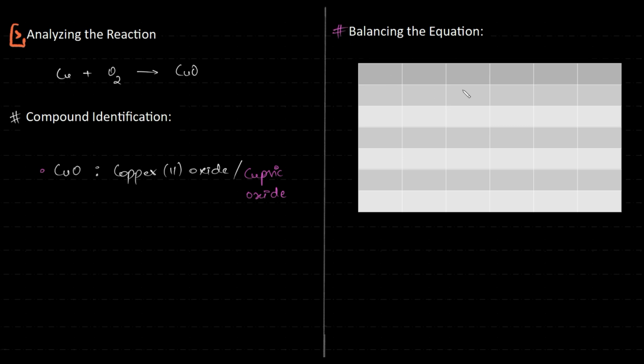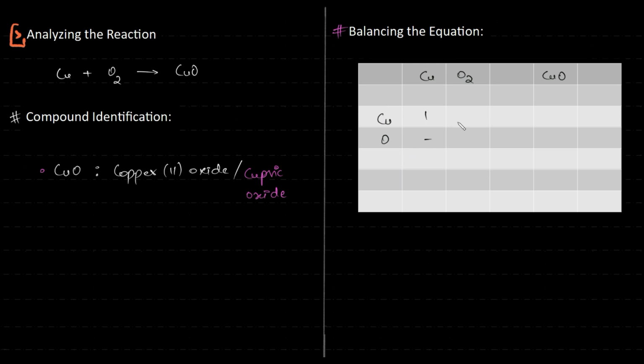So we have Cu, O2, and CuO. These are the elements that are part of the entire reaction. First, we need to write all the reactants and products at the top. I wrote that. And then the atoms involved in the reaction have to be written in the leftmost column. Then we'll count.